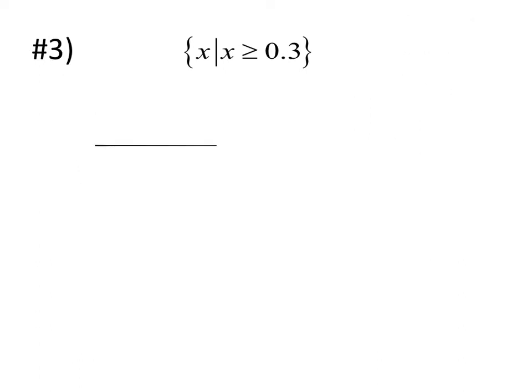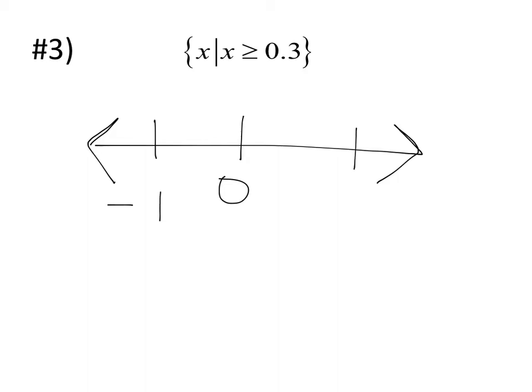Okay, here they want us to go from x is greater than 0.3, so I'm going to go 0, -1, and 1. I'll even put little dashes for 0.5. So 0.3 would be probably about right here. And here it is greater than or equal to, so I'm going to use a bracket. And I'm going to shade in the greater than area. Greater than or equal to is going to be this way.